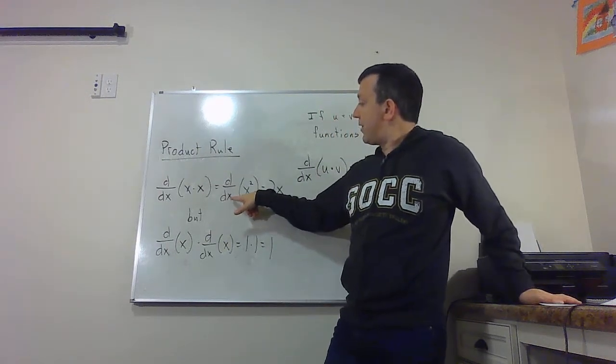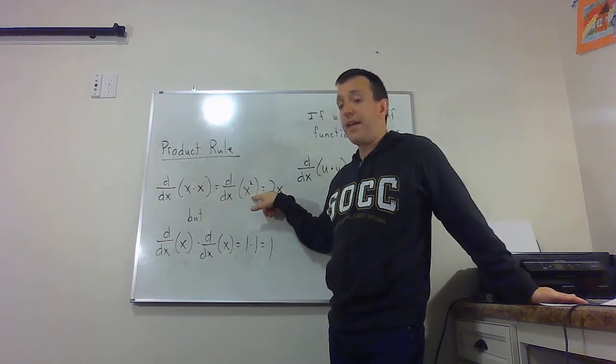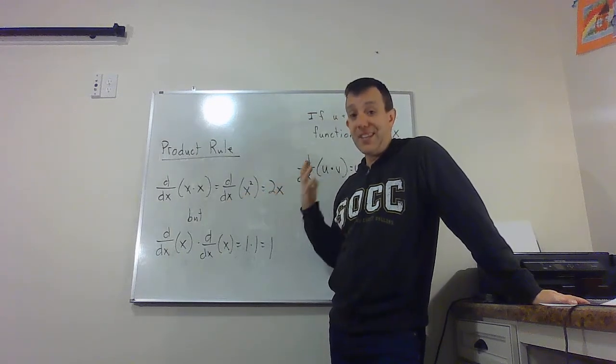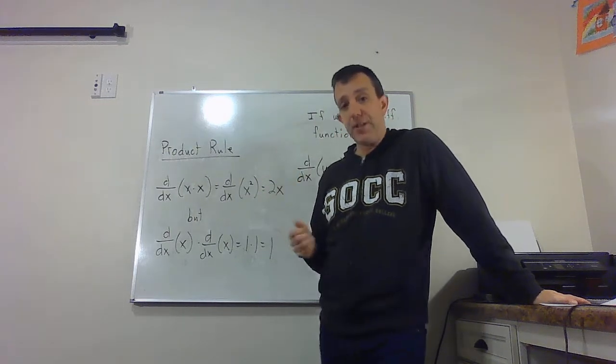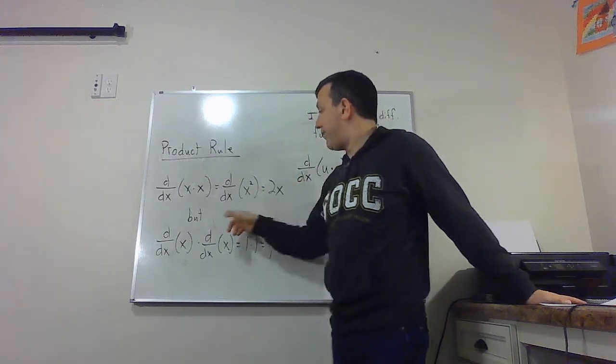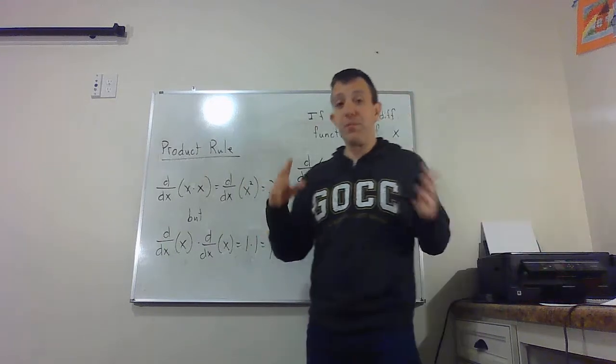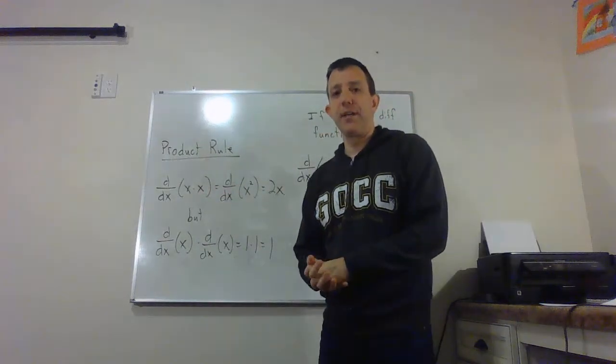We know that this is the same as the derivative with respect to x of x squared, and that is 2x, right? We drop the exponent down front, and we get a power that is 1 less, so we just get 2x.